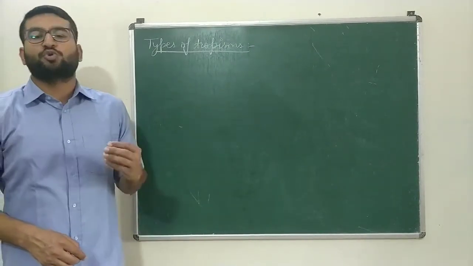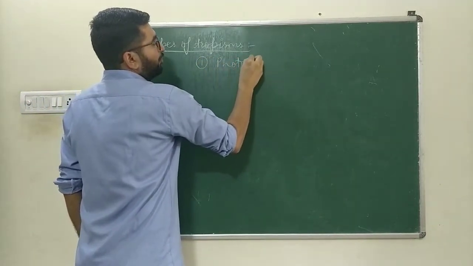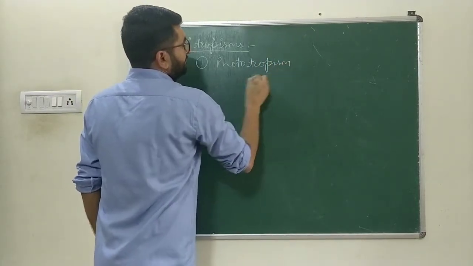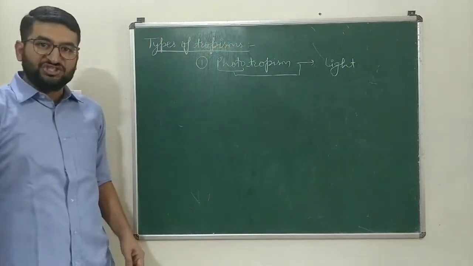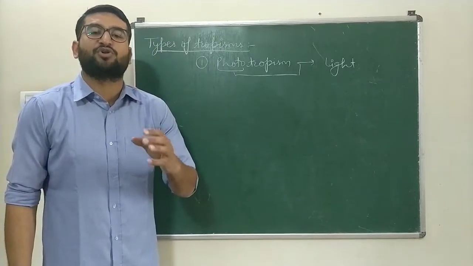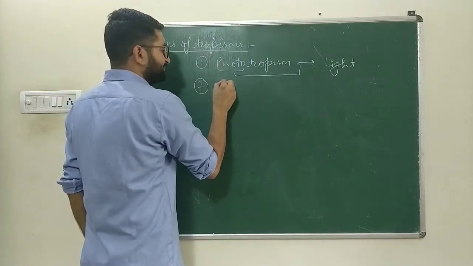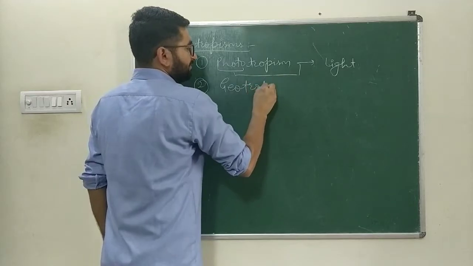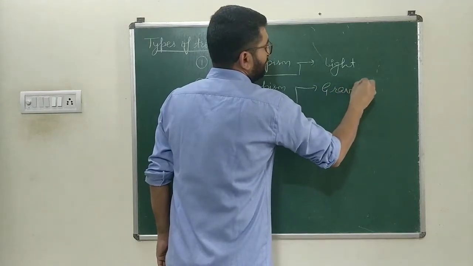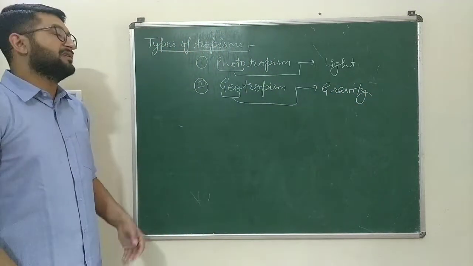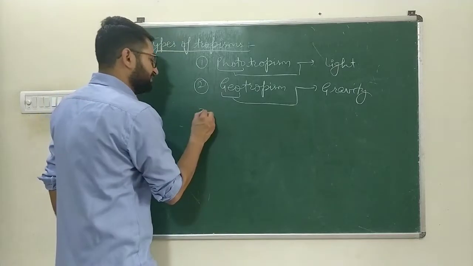Types of tropisms. There are in total 5 types of tropisms on the basis of stimuli. First is phototropism. Photo means light. The directional growth movement of a plant part in response to light as a stimuli is known as phototropism. Second is geotropism. Geo means Earth's gravitational force, which is known as gravity. The directional growth movement of a plant part in response to gravity is known as geotropism.